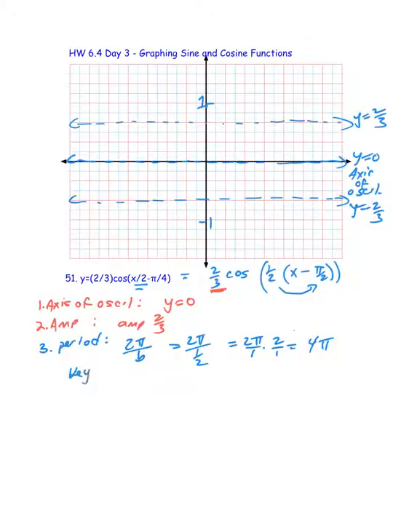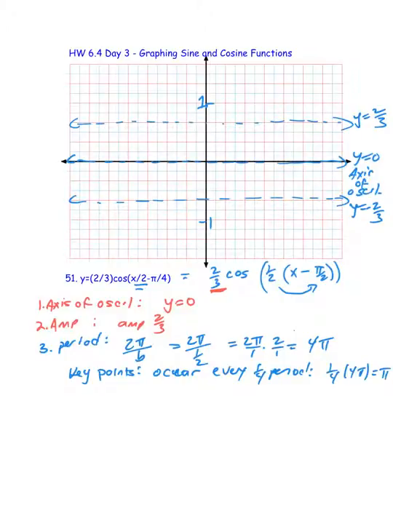And for our graph, what we really want to know is the interval for the key points. So key points are going to occur every 1/4 period. So that's going to be 1/4 times 4 pi, which is going to be every pi units. So a nice scale for the x-axis is going to be to count by units of pi.